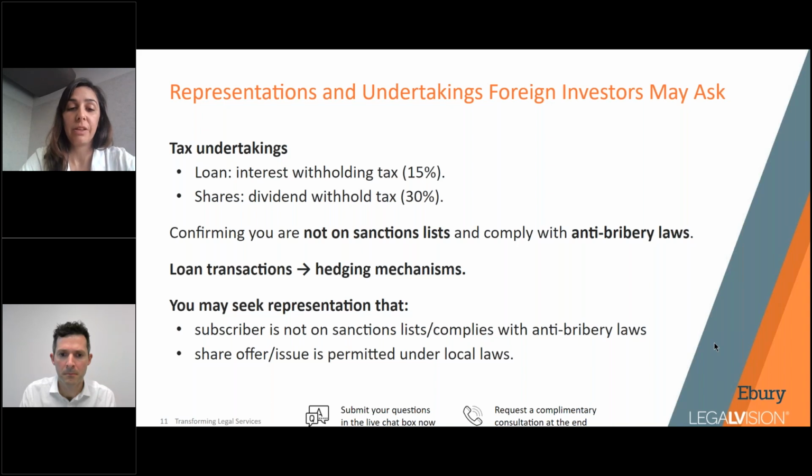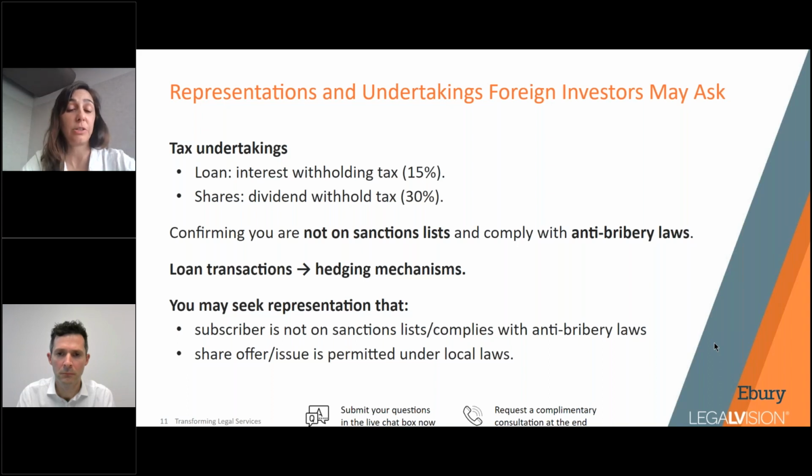On loan transactions, the investor might require you to have in place a hedging mechanism, and James is going to go into more detail on this and the types of options that are available. But for example, they might ask you to include a reserve account, which you'll need to deposit money into depending on foreign exchange rate fluctuations. And that's to ensure that you have enough money in there to meet your interest and principal repayments, no matter the movement in the foreign exchange rate.